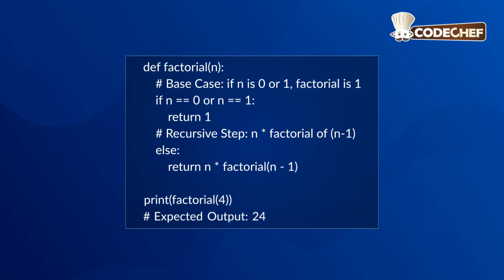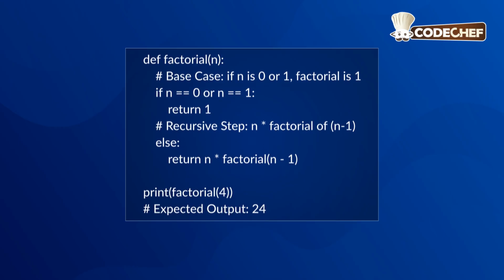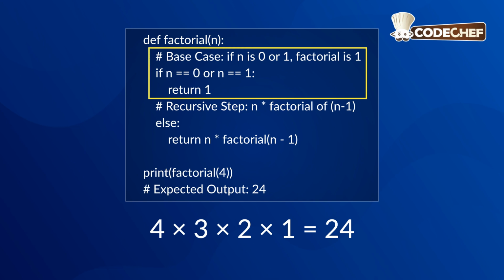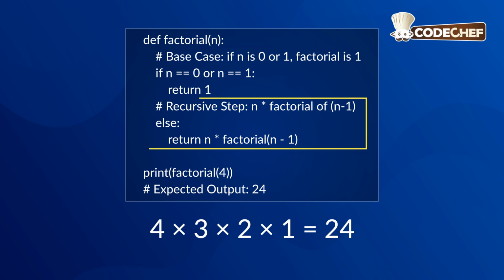Let's look at a classic example. Calculating the factorial of a number. The factorial of 4, written as 4 exclamation mark, is 4 times 3 times 2 times 1. Notice how 4 factorial is also 4 times 3 factorial, which is 4 times the factorial of a smaller number. Here, our base case is when n is 0 or 1, returning 1. For any other number, the recursive step multiplies n by the factorial of n minus 1.